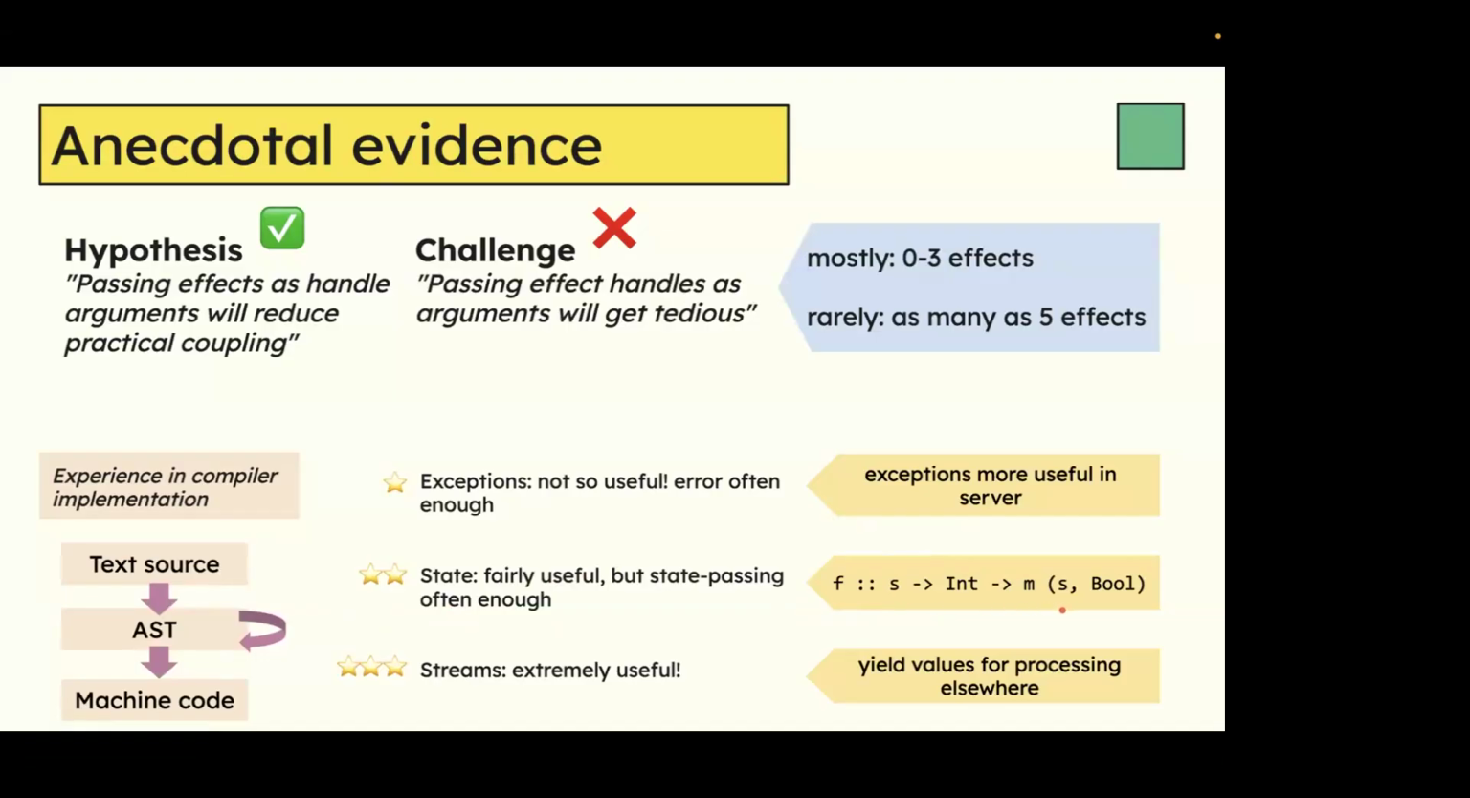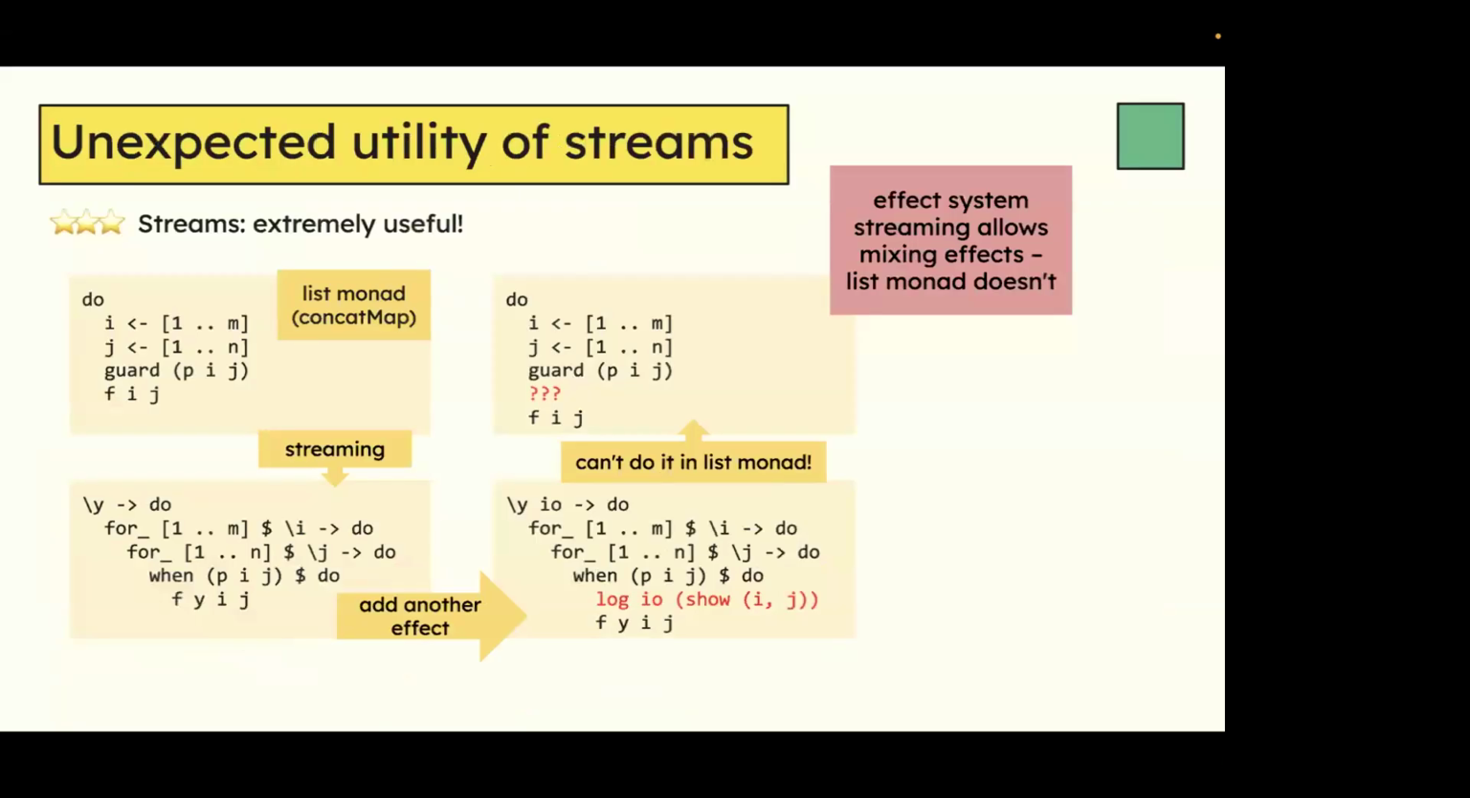What I have found, and what surprised me a lot, is that streams are extremely useful. And a stream is where you can yield values of a type from your operation for processing elsewhere. How would you normally do that in Haskell? Well, in order to return a sequence of values from a function, you'd return a list.